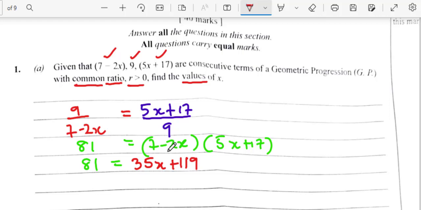Then I have negative 2x times 5x, I'll get negative 10, x times x is x squared. Then negative 2x times 17, I'm going to get negative 34x. So that is what I'm going to get when I expand the whole of this. Now I have a quadratic here, so that means I'm going to solve a quadratic equation. Of course, the question said that I am to find the values, so I'm going to get two values of x here. That makes a lot of sense here.